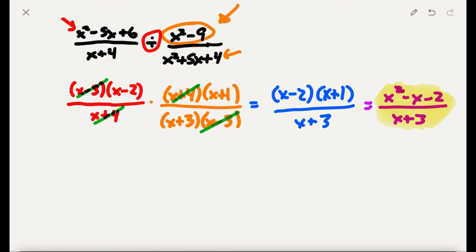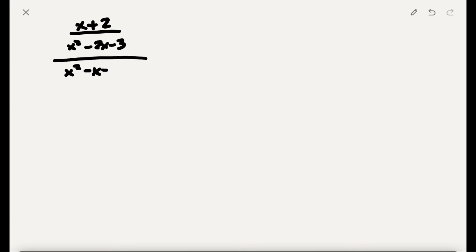All right, the next problem. This is going to look a little crazy. It's a complex fraction. So it's basically a fraction on top of another fraction. The trick to these is don't get intimidated by them. If you just break them down, you'll see that it's not actually that complicated.